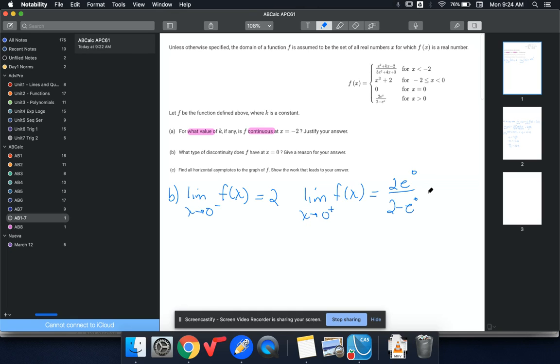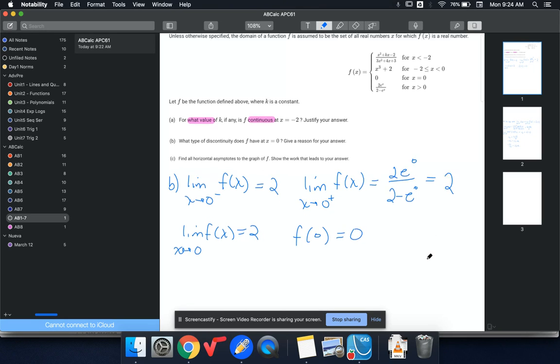2 minus e to the 0 is going to be 2 minus 1. So I'm going to get 2 over 1, which is 2. So this tells me that my limit exists of f of x is 2. Let's figure out what f of 0 is. Well, I'm told that f of 0 is 0.